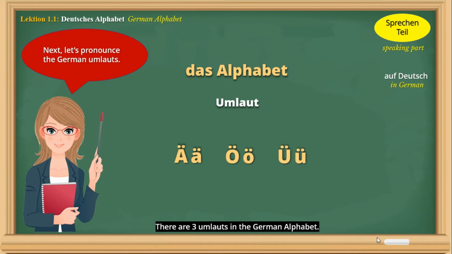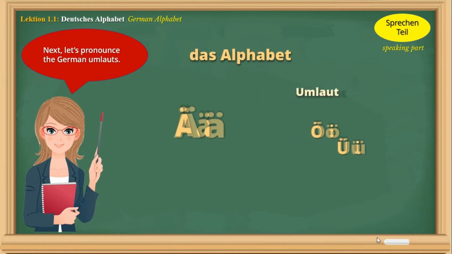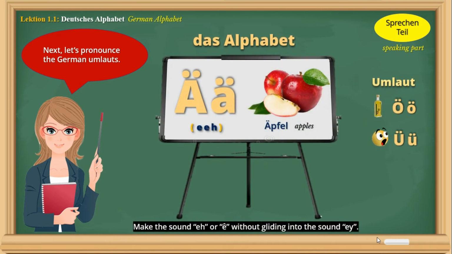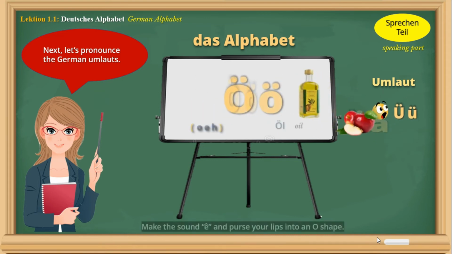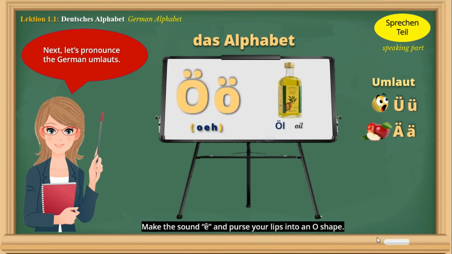There are 3 umlauts in the German alphabet. Make the sound E or E without gliding into the sound A. Ä. Äpfel, apples. Make the sound E and purse your lips into an O shape. Ö. Öl, oil.